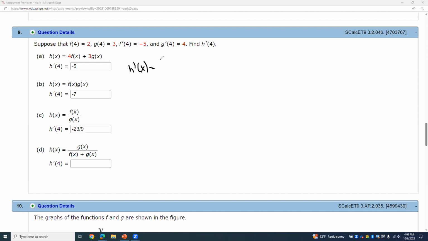To start out, I'm going to say whatever the denominator is, which in this case is f of x plus g of x, times the derivative of the numerator, which is just the derivative of g of x, minus the numerator, g of x, times the derivative of the denominator. I can take the derivative of f of x plus g of x separately: the derivative of f of x plus the derivative of g of x.